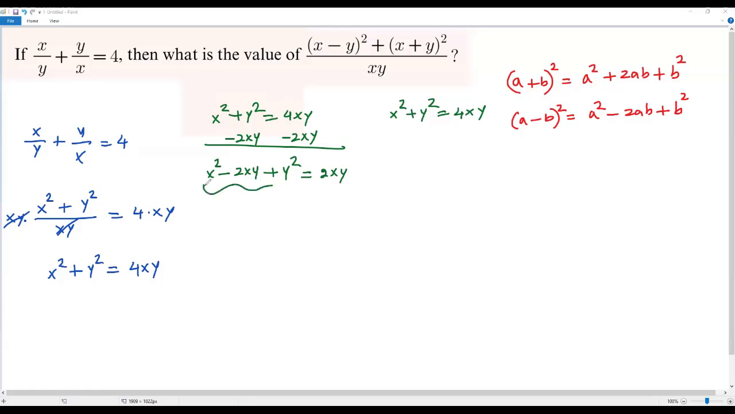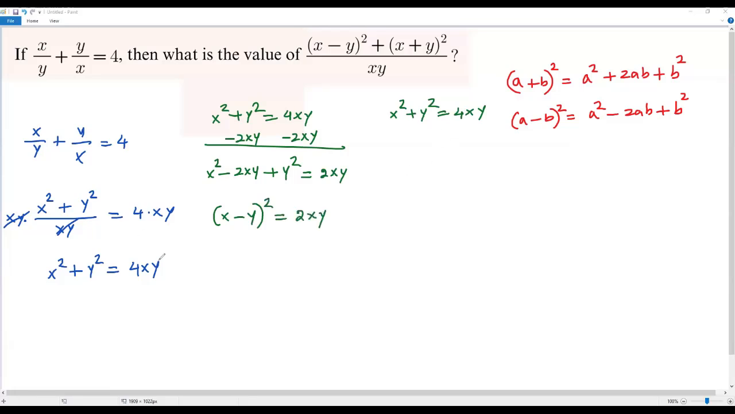Now consider the trinomial on the left side. It is exactly in the form of a² − 2ab + b². If I have a trinomial in this form, it can be written as the square of a binomial, that is (a − b)². Comparing this trinomial, in the place of a we have x, and in the place of b we have y. So for a² − 2ab + b² we have (a − b)². Then what can we write for this trinomial? It's very simple: (x − y)² = 2xy.